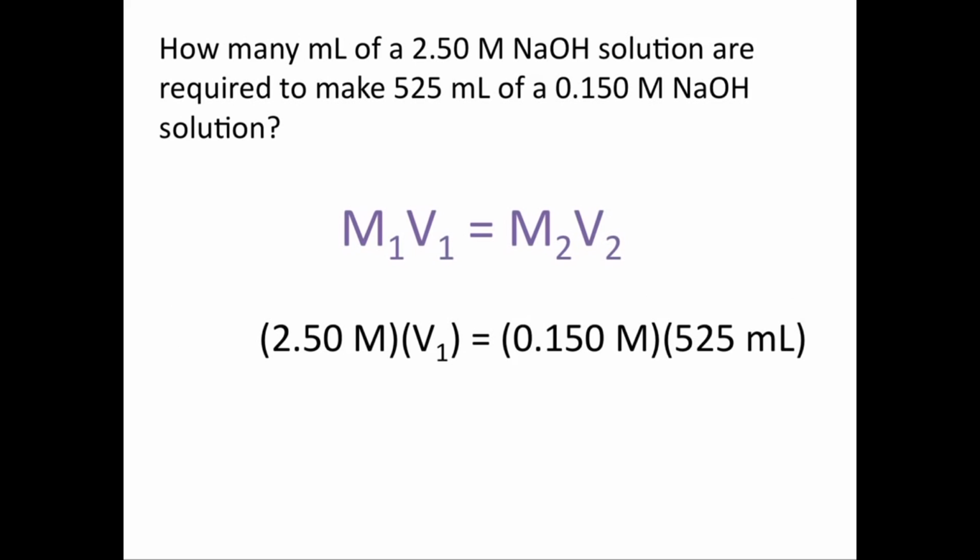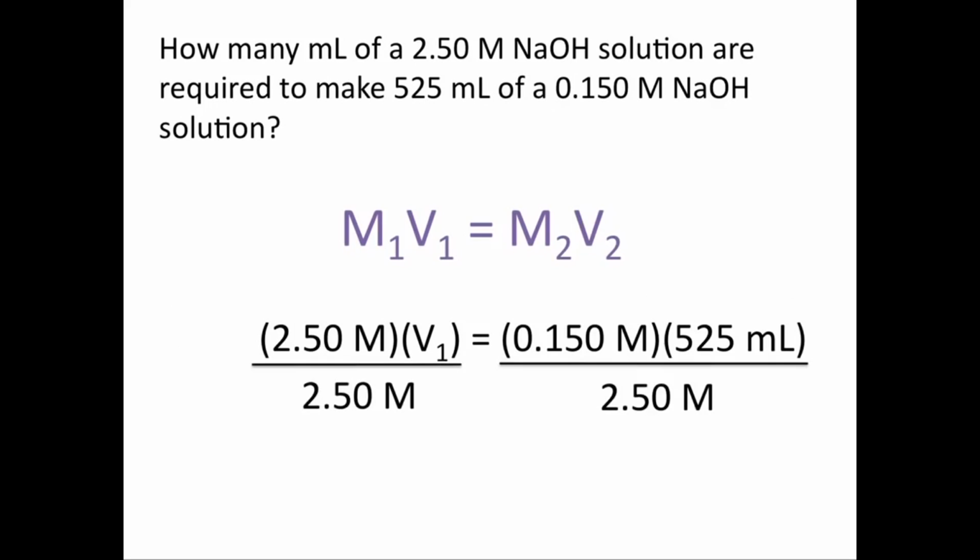Because our concentrations have the same units of molar, we can plug these values into our equation. In order to solve for the volume of our first solution, we need to divide each side by 2.5 molar. This allows units of molar to cancel out, and we're left with the volume of our 2.5 molar solution required being equal to 0.150 times 525 divided by 2.5. Because the units of molar canceled out, we're left with units of milliliters. So the volume of 2.5 molar NaOH required in this problem is 31.5 milliliters.